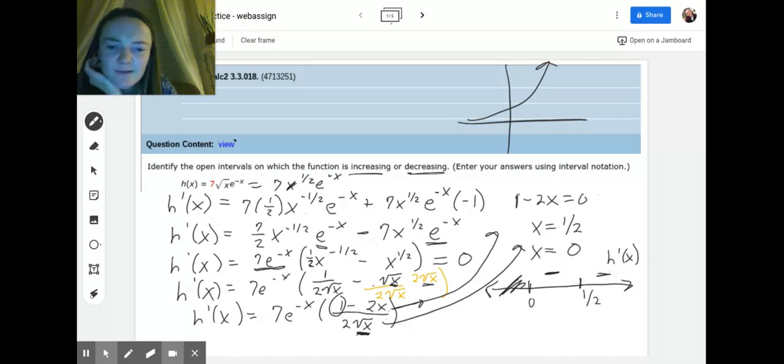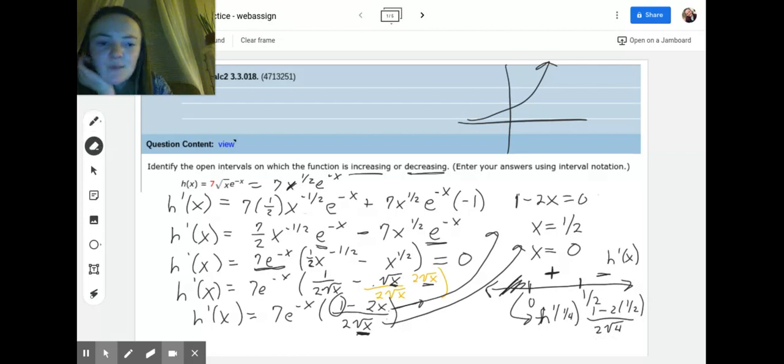Let me actually go back. Oh, sorry, that's supposed to be positive. My bad. If I plugged in the fourth, let me just show you that one. If I said h prime of a fourth, that'd be 1 minus 2 times a fourth, which is a half, all over 2 times square root of a fourth. That right there is going to be positive.